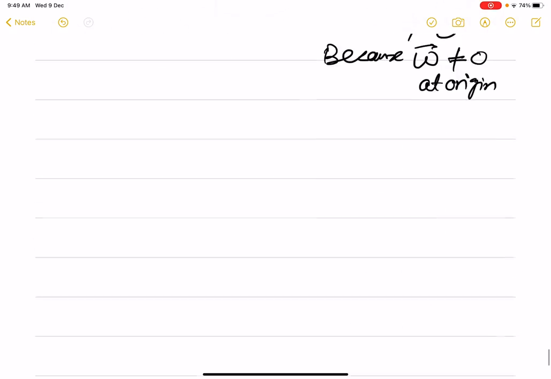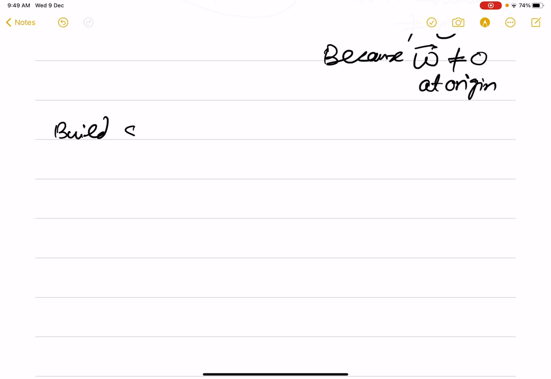Okay. So now we have seen these three basic flows. Now what do we do with these basic flows? With these three basic flows, we can build solutions. And how do we build solutions from these basic flows? Well, we build them because we know now we can superpose different solutions.